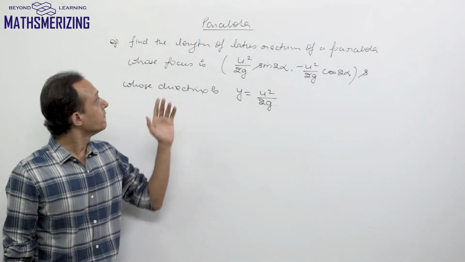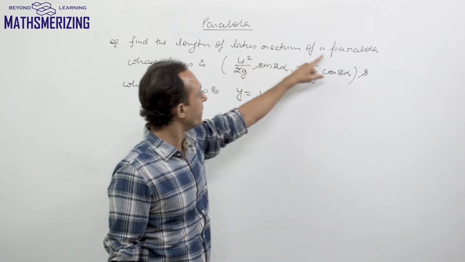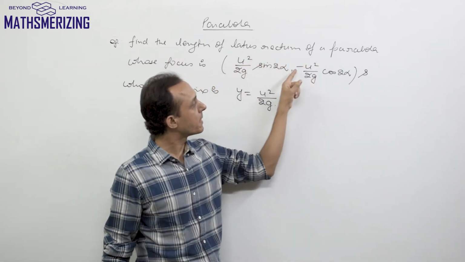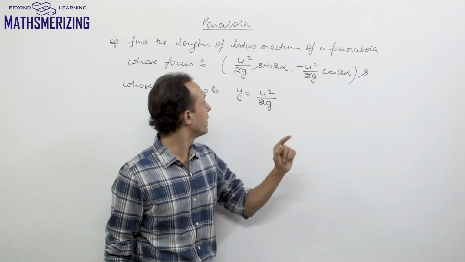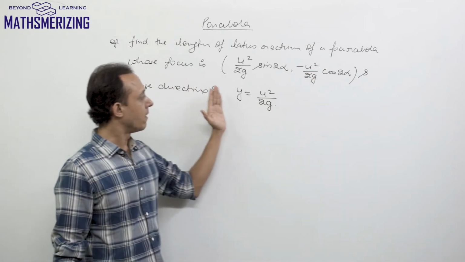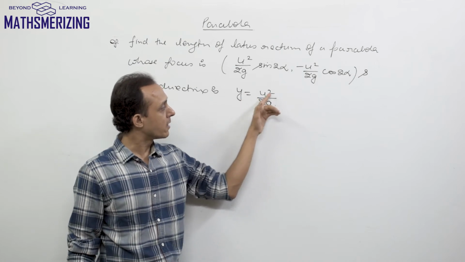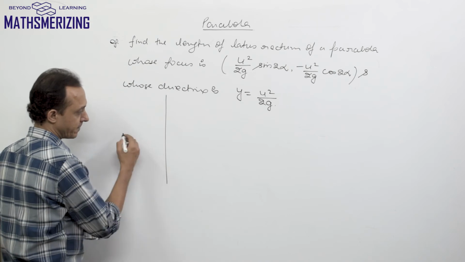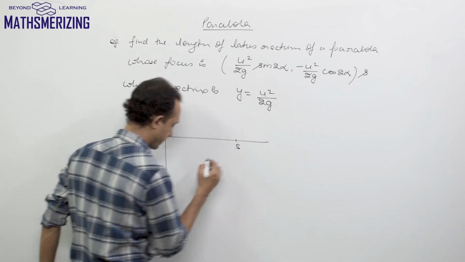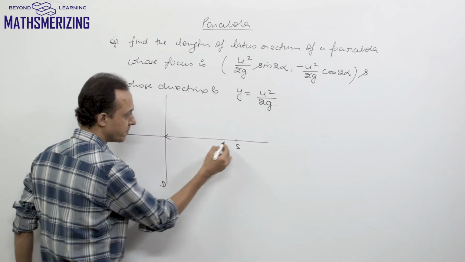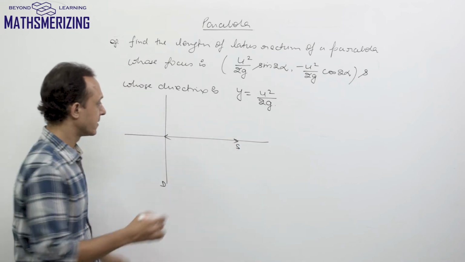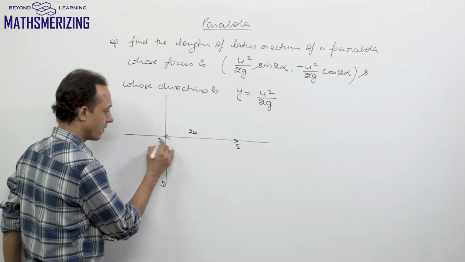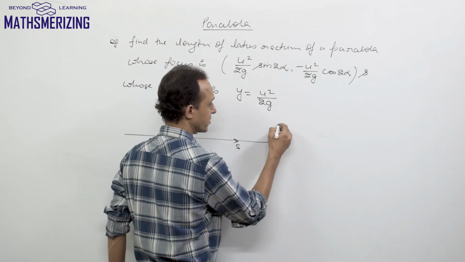Now in this question we need to find the length of the latus rectum of a parabola whose focus is (u square upon 2g sin 2 alpha, minus u square upon 2g cos 2 alpha) and whose directrix is y equals u square upon 2g. Now we know that if we are given the directrix and the focus, then the distance between focus and directrix is equal to 2a. So first we'll find this distance DS or SD.